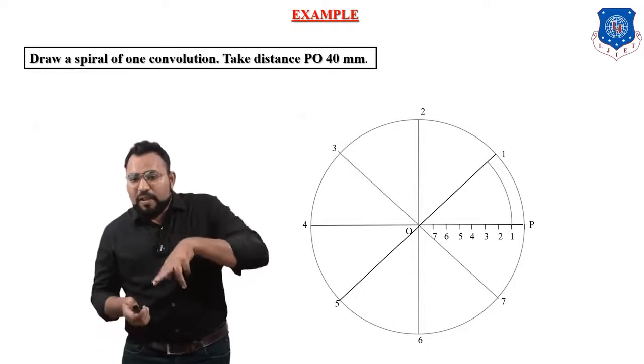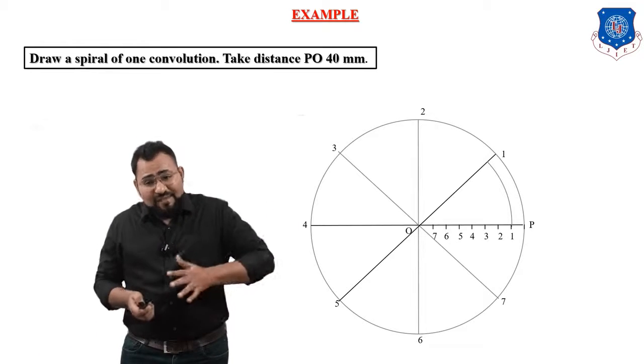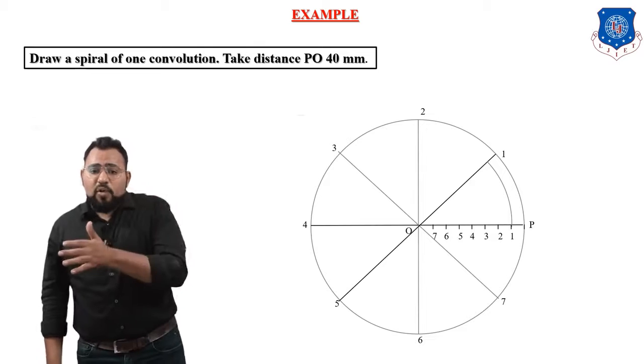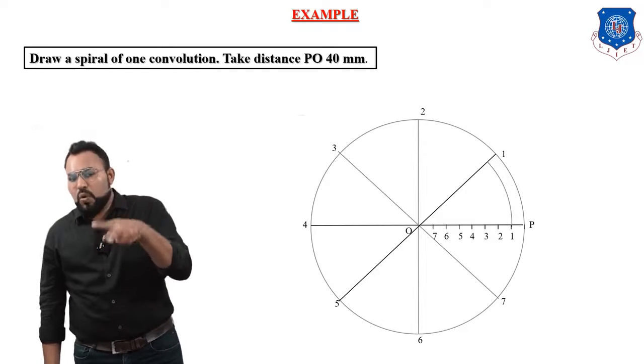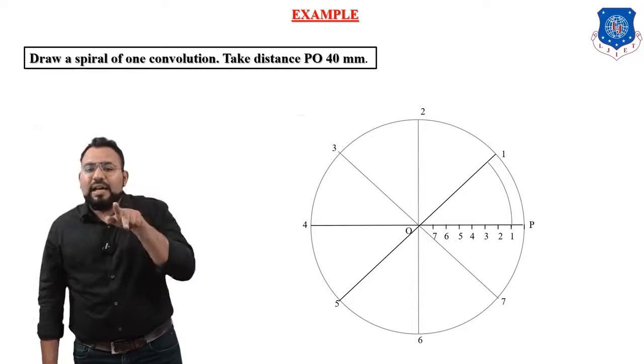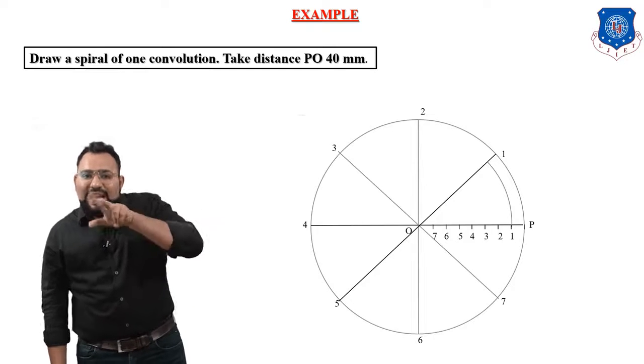Now what we have to do? Now the second procedure is the same way. On the line OP, take a divider, take a distance equal to O22 and, with O as a center, put an arc on the second division of the circle.